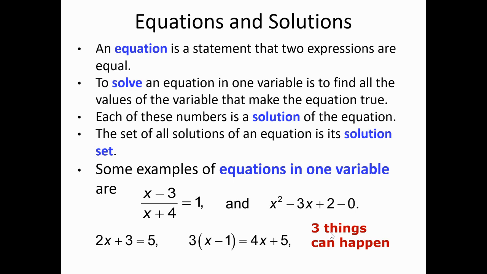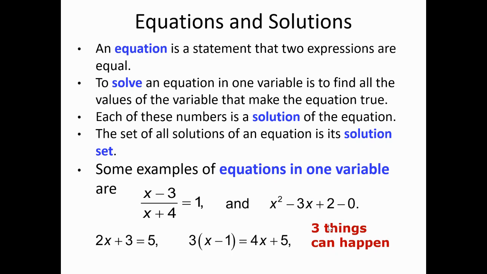The set of all solutions is called the solution set. Here are some examples of equations in one variable. Now, I mentioned here three things can happen. You can get a single answer. You can get multiple, two or three answers, depending on the degree of the equation. You could get no answers at all. The equation could not be solved.